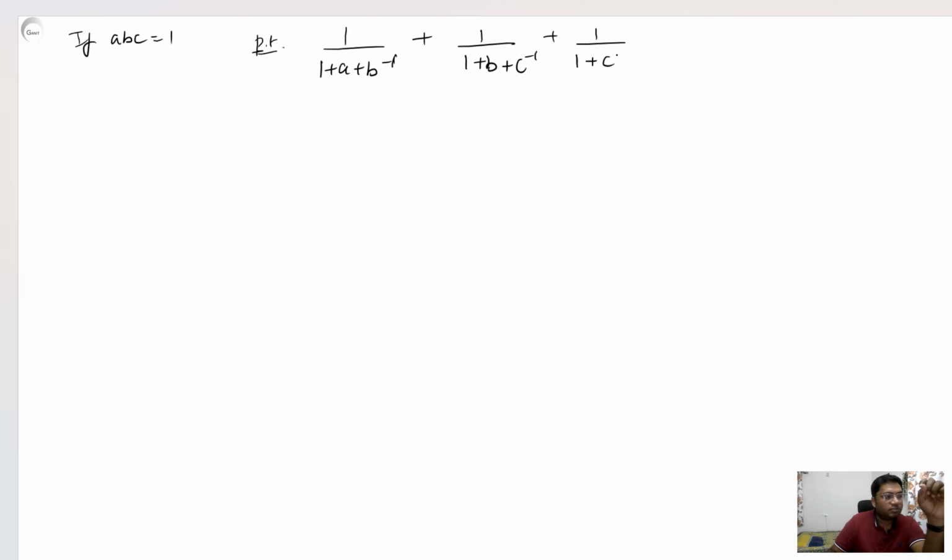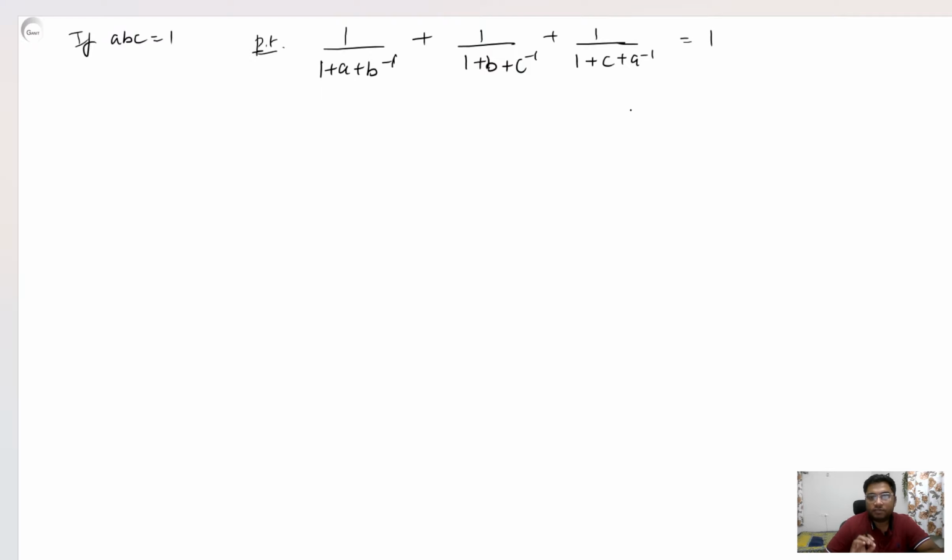So the question says, if abc is equal to 1, we have to prove that 1 upon (1 plus a plus b to the power minus 1) plus 1 upon (1 plus b plus c to the power minus 1) plus 1 upon (1 plus c plus a to the power negative 1) is all equal to 1.